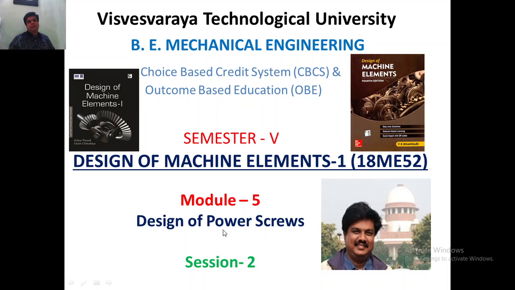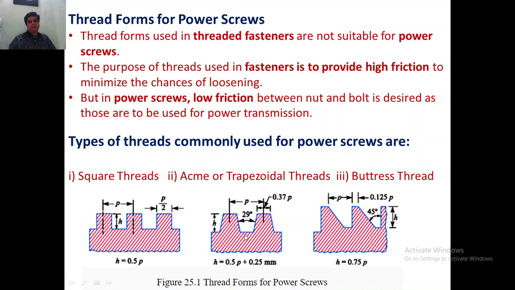So welcome to session number 2 of module 5, where we are discussing the design of power screws. In the previous session we looked at the definition of power screws, how they are used, and the basic terms in power screws. Basically, power screws are nothing but thread elements, which are used to transmit power or to hold the load. So basically the power screws have threads.